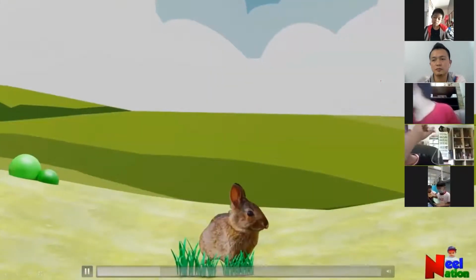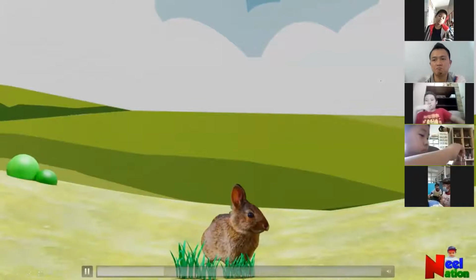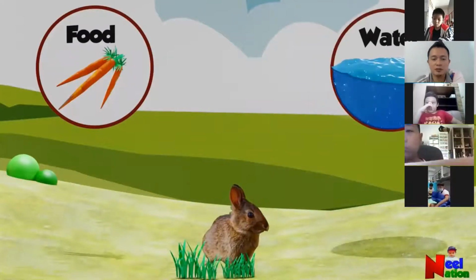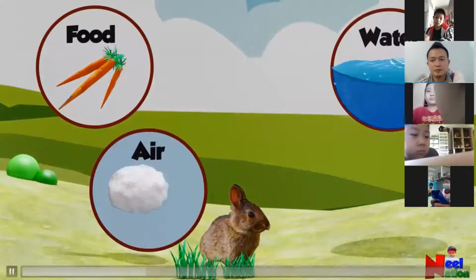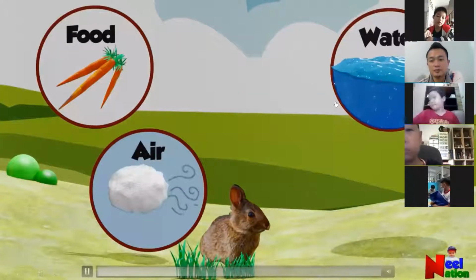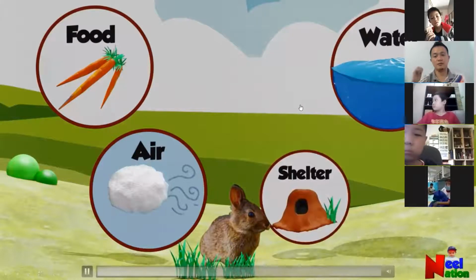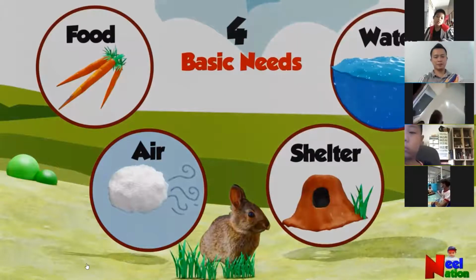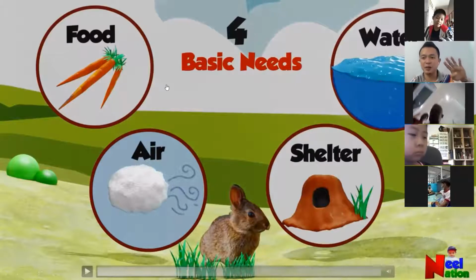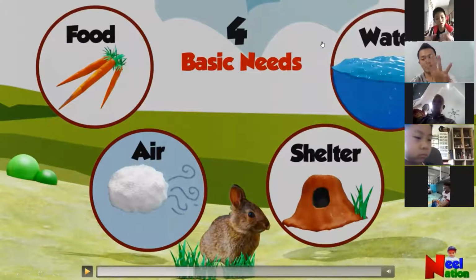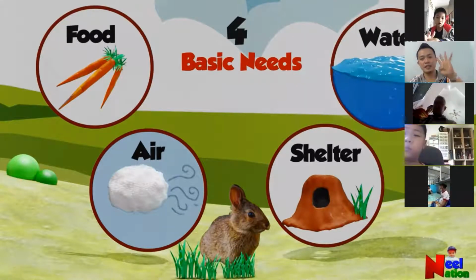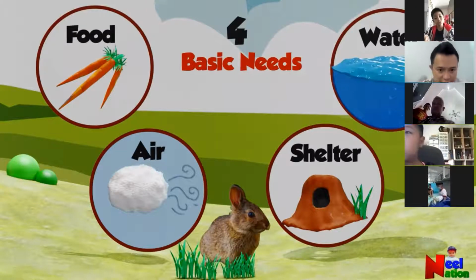Animals need 4 basic things to survive. They are food, water, air, and shelter. 4 basic needs: food, water, air, and shelter.